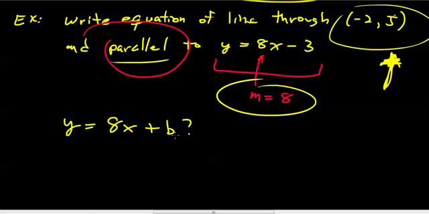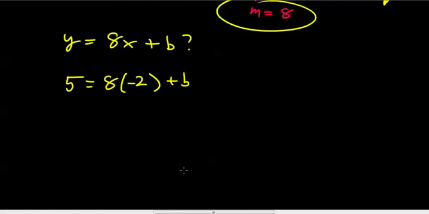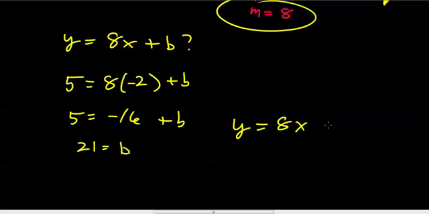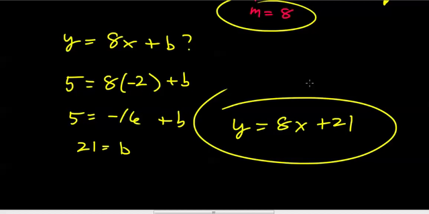I can then plug in the coordinates of a known point on the line: when y is 5, x is minus 2. So then I can add 16 to both sides and get b equals positive 21. So my final answer is the line y equals 8x plus 21. It has the same slope as the line I'm given, with a y-intercept of 21.